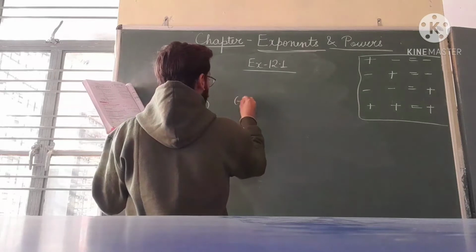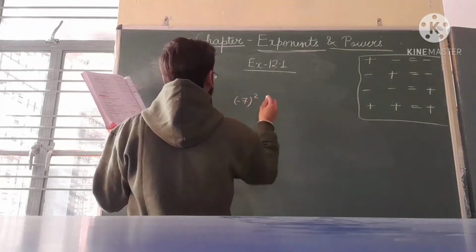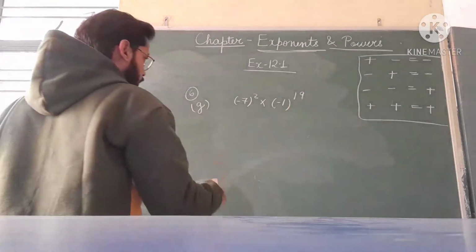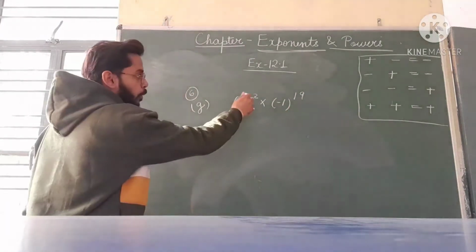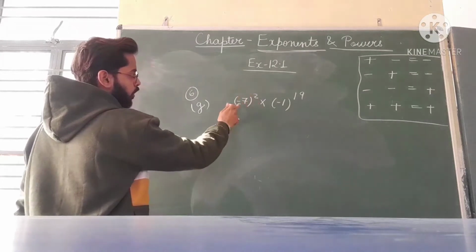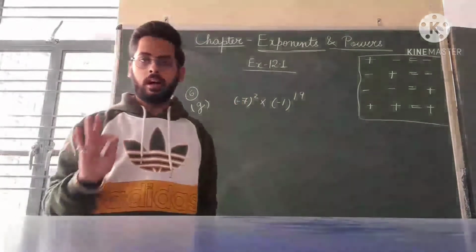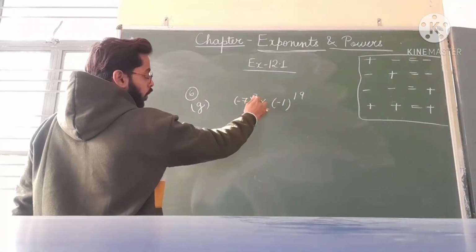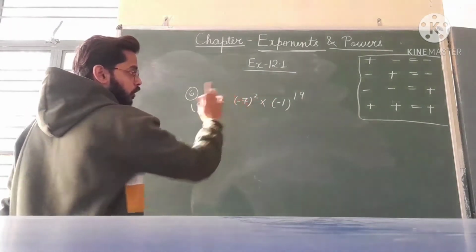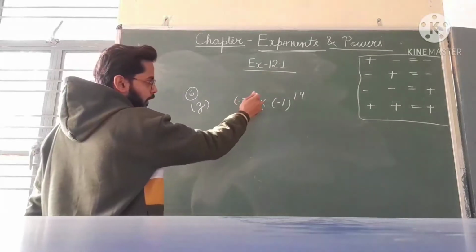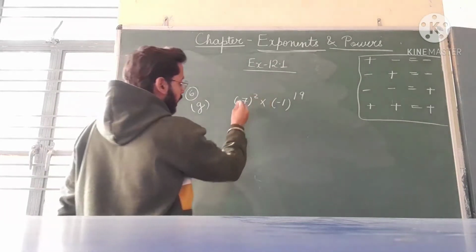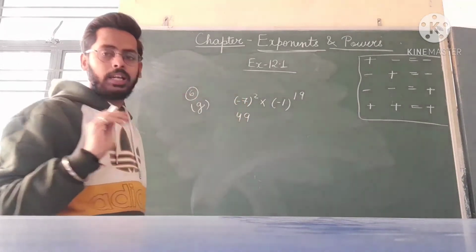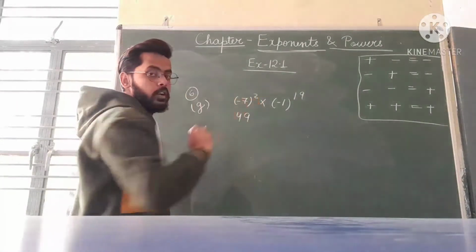Minus 7 to the power 2 into minus 1 to the power 9. Suppose the power is given as odd, then the negative sign will stay. It's a trick. I am telling you the trick of how you can do it. If the power is even and the sign is negative, then the negative sign will not remain. We can see that the power is even, that is 2. That is 7 sevens are 49, and the sign will not come because the power is an even number.